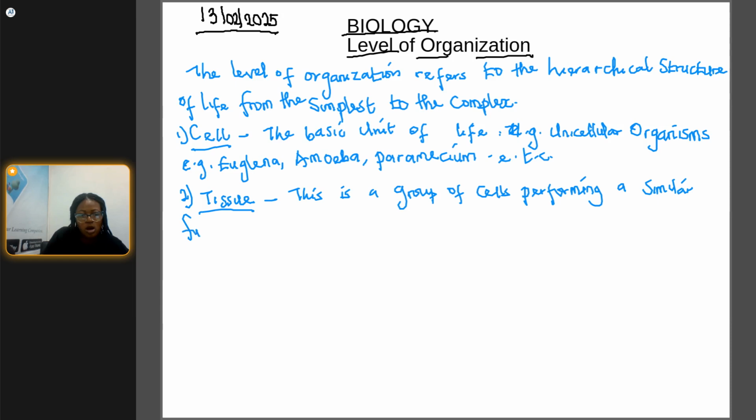Okay, so you can see that we say they are a group of cells, which means that this category is more complex than the first category. I hope you are getting it. That's why we call it hierarchical order, hierarchical structure of life, from the simplest to the complex. So the simplest is the cell, followed by the tissue. So the tissue is a group of cells performing a similar function. And the organisms that belong to this level, number one is the bacteria.